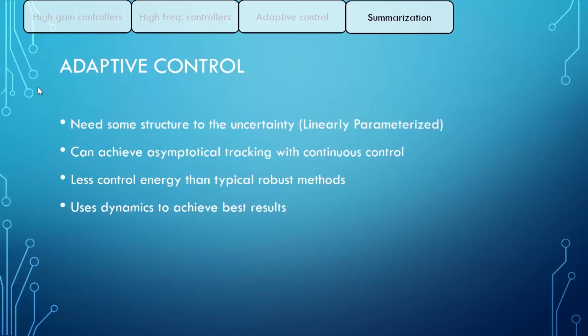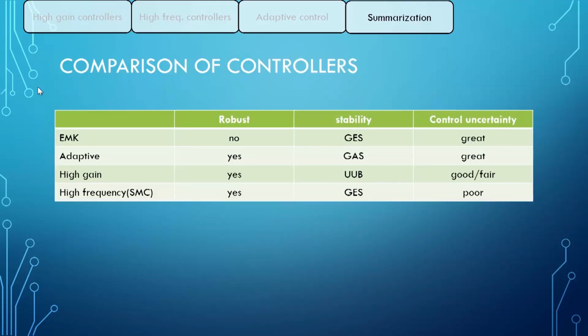Adaptive control, usually this one is the best, but the requirement is that the system must be linearly parameterizable. It can achieve asymptotic tracking or asymptotic stability, and the control energy is minimal, compared to high gain control or high frequency control. And here is a summary of different controllers. Okay. So that's for today.